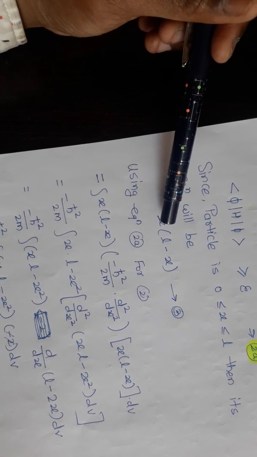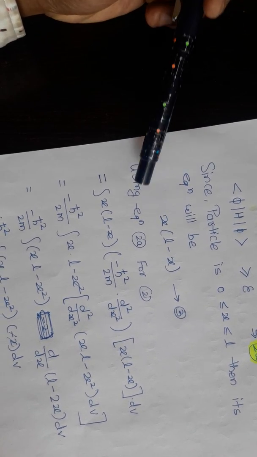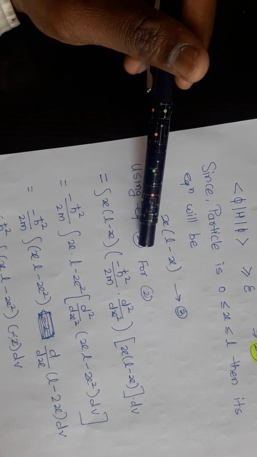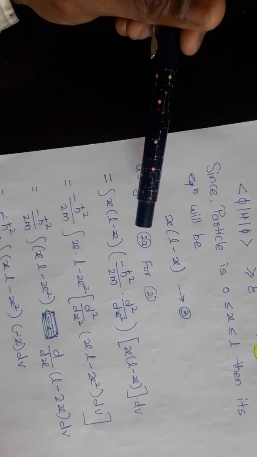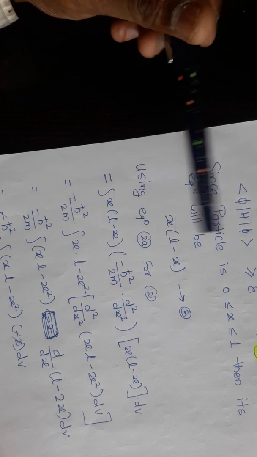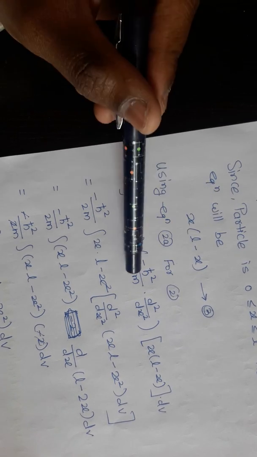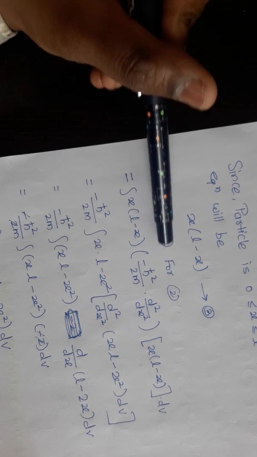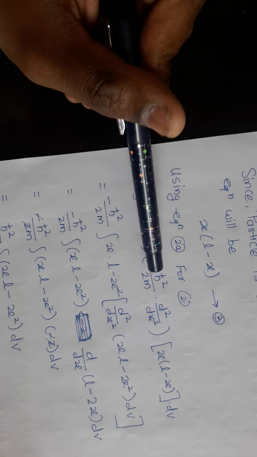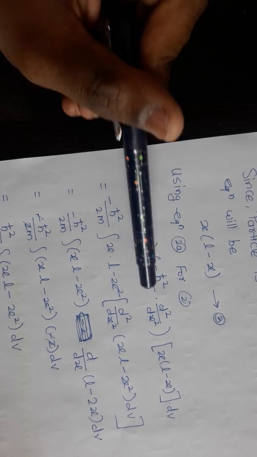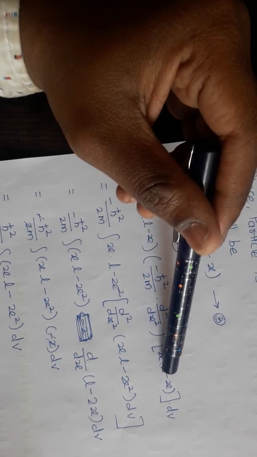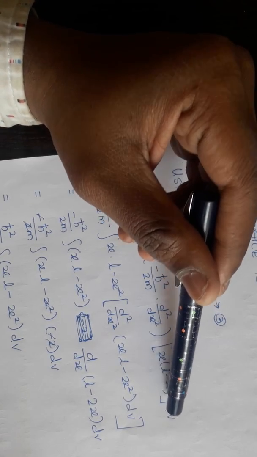Here x is the particle. Now, using equations 2a and 2, in the last page we discussed equation number 2: the Hamiltonian H is equal to minus h cross square upon twice m into d square by dx square. At that time, we will put the values into equation 2a. The integral of x into (L minus x), into minus h cross square upon twice m into d square by dx square, the double derivative, acting on x into (L minus x), into dv.